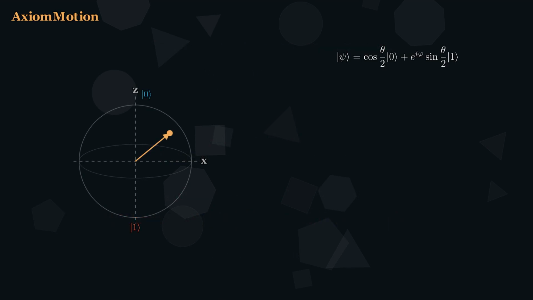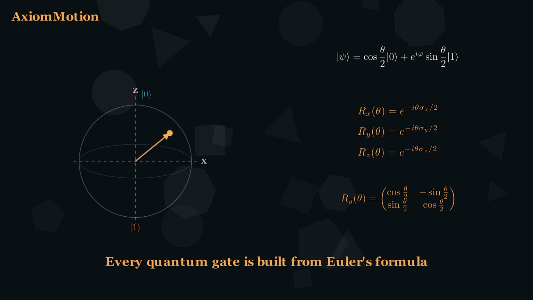A single qubit is a point on the Bloch sphere. Its state is parameterized by two angles, theta and phi, with Euler's formula appearing explicitly in the e to the i phi coefficient. Quantum gates are rotations of this sphere. Rx of theta rotates around the x-axis, Ry around y, Rz around z. Each one is a matrix exponential of a Pauli matrix, exactly Euler's formula generalized to 2 by 2 matrices. Look at Ry explicitly. Cosine and sine of theta over 2, the same rotation matrix we saw in section 3, now acting on quantum states. Every quantum gate is built from Euler's formula.